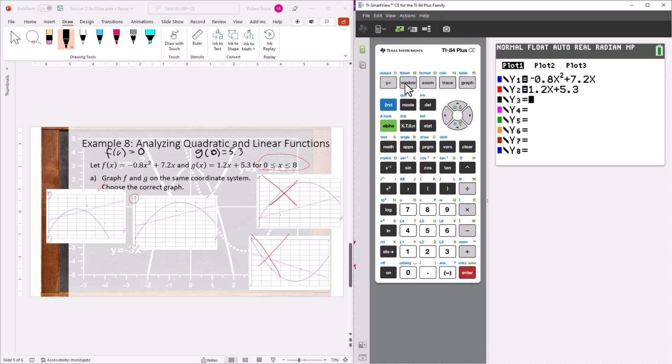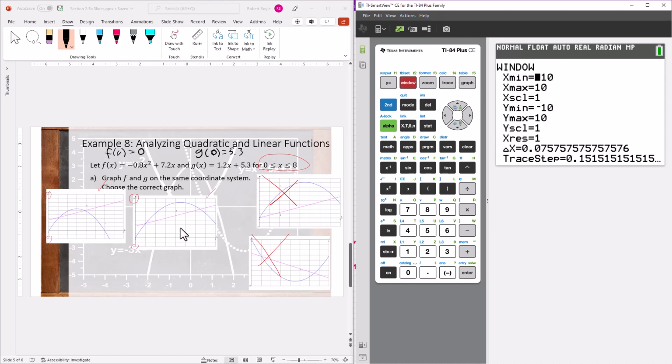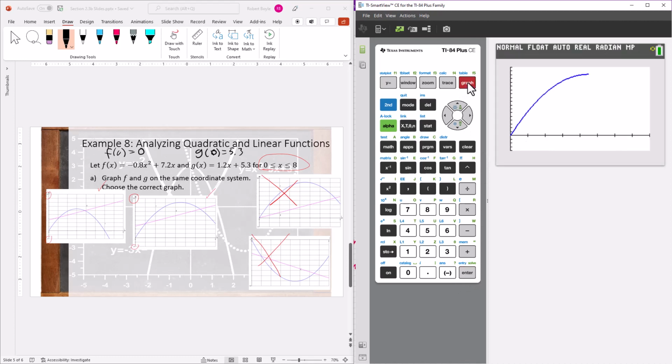Okay, now we need to mess with our window. Now remember, you can't see it now because this is a little too small, but remember we're going from 0 to 8. So we want x min to be 0, we want x max to be 8. Now for y, we're going to go from negative 4 to 18. All right, and now we can graph.